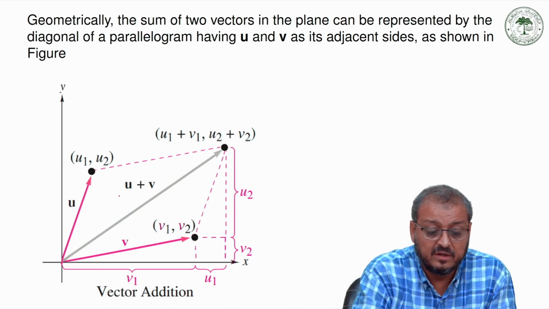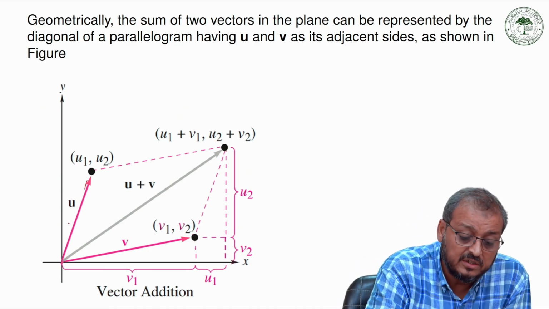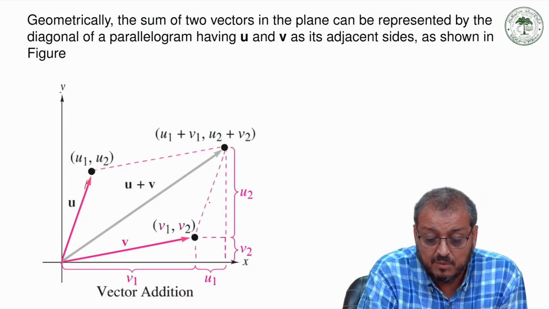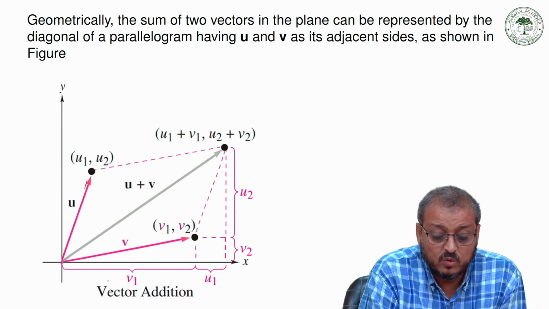This is the vector v, and this is the vector u with components u1 and u2. Then this point is v2, and then u2, and then u1 and u2.